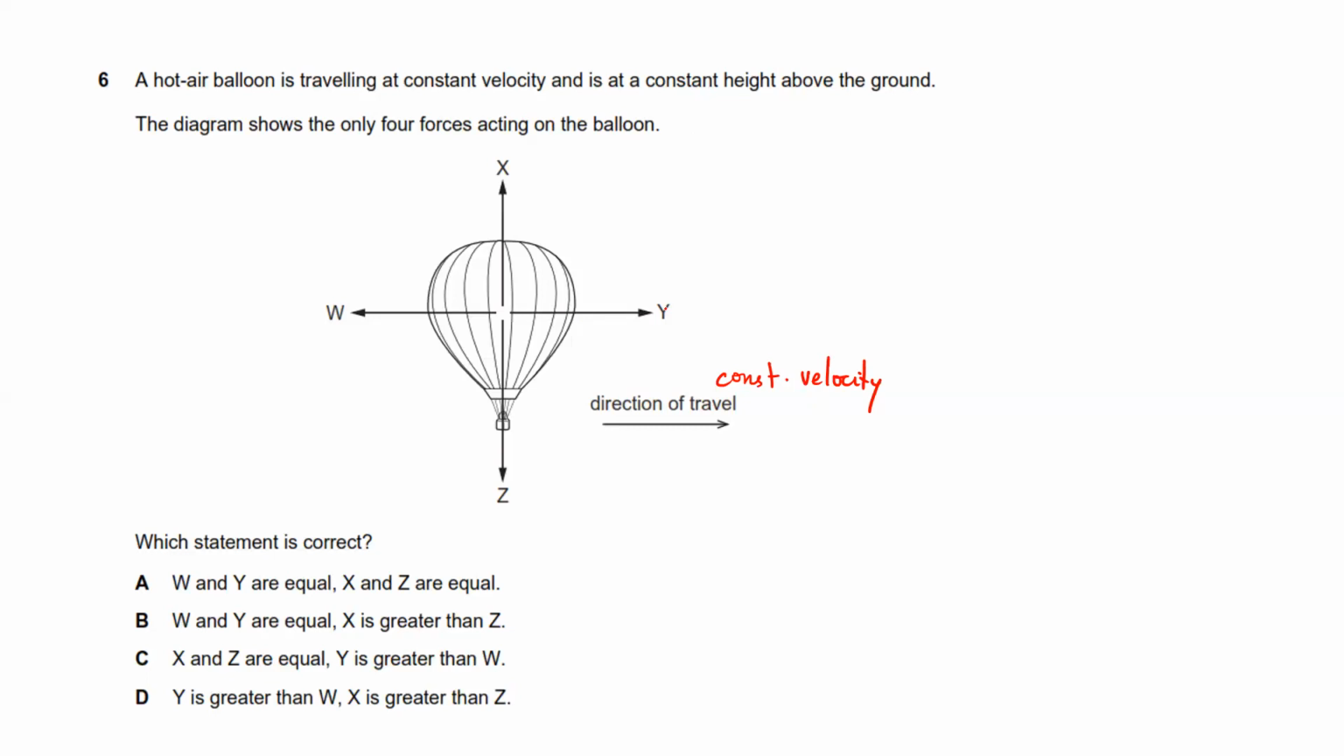So if it is at a constant height above the ground and moving with constant velocity, it means that W and Y will be equal. So W is equal to Y. And if it's at a constant height with a constant velocity, nothing is changed, so X and Z will also be equal. So we have these two: X and Z equal, yes; W and Y equal, yes; Y not equal to the others, no. So answer A is the right choice.